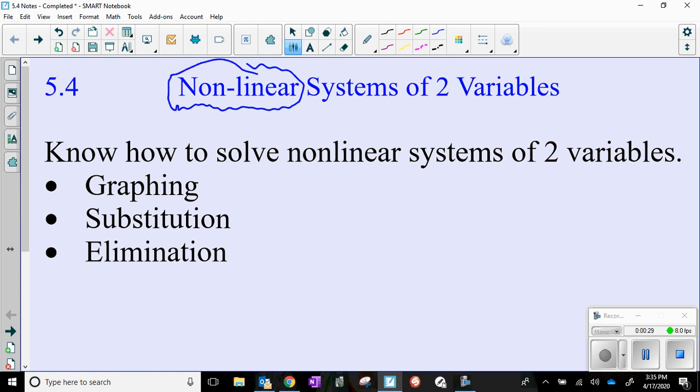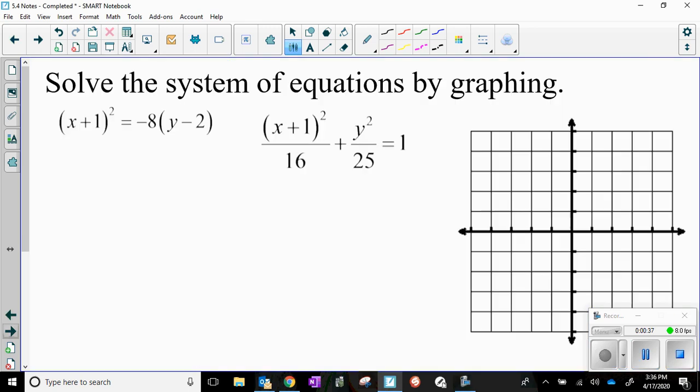Okay? We will use the same three methods we've used in the past. We will be using graphing, substitution, and elimination. So I'm not going to go over how to do each one, as we've seen them before. When you solve by graphing, you graph each one and look for where they intersect. In our Chapter 7 test on conic sections, there was a problem similar to this where we were given two different conic sections and asked to solve the system of equations.